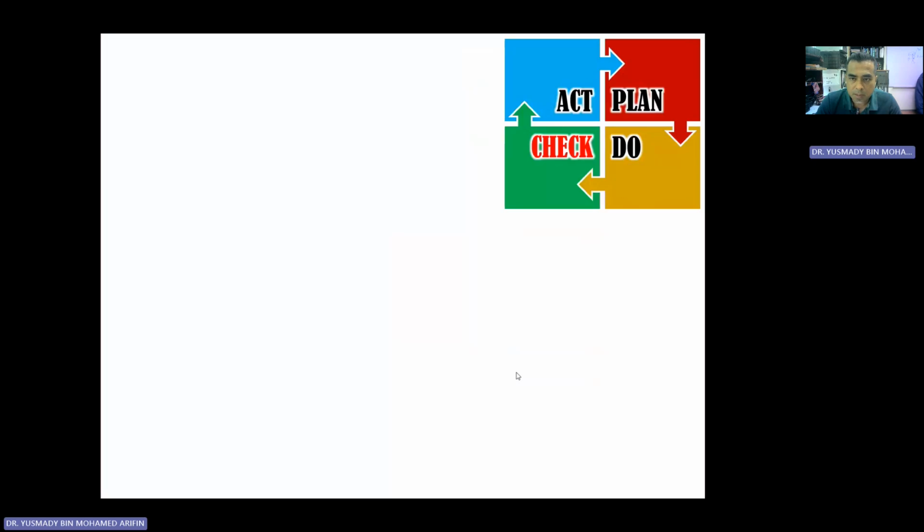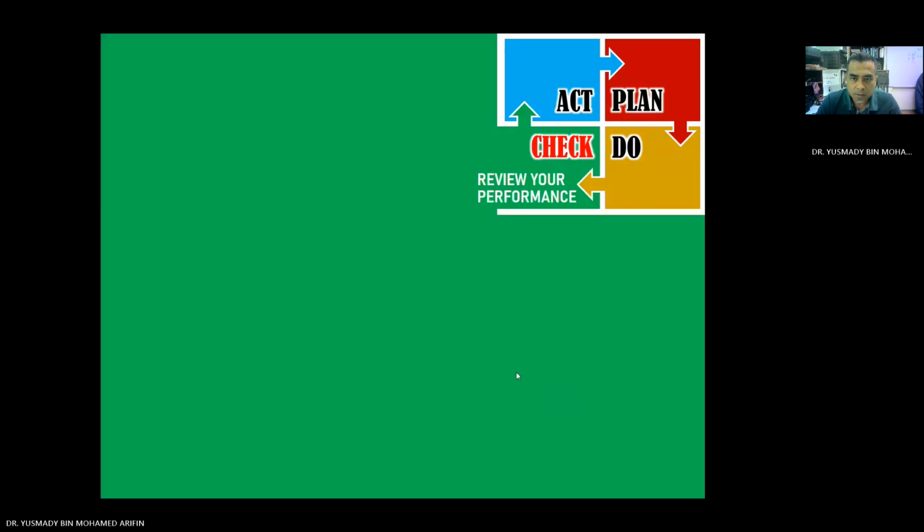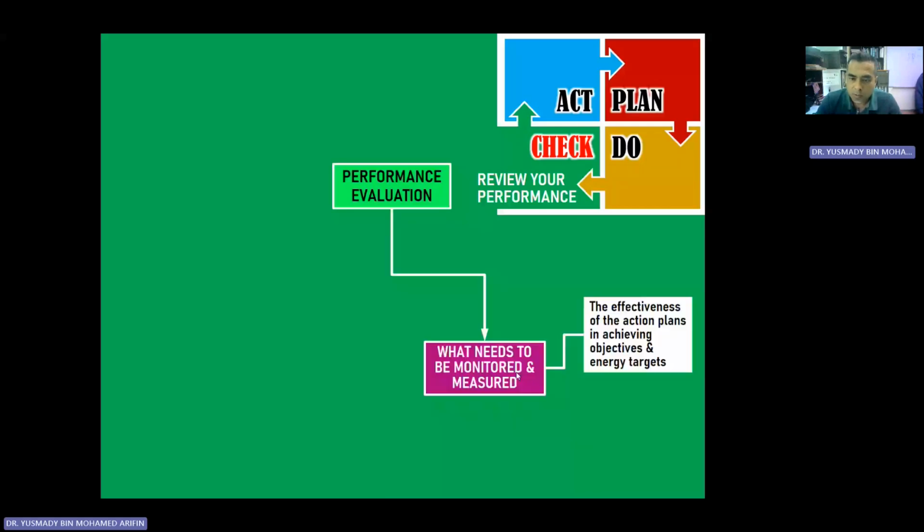Okay, the next step is the check step, where under the energy management system, the check step refers to what I call the performance review. So we need to review our performance in terms of energy consumption. First, we need to review the performance evaluation, what needs to be monitored and measured. So we need to monitor and measure the effectiveness of the action plan in achieving objectives and energy targets.